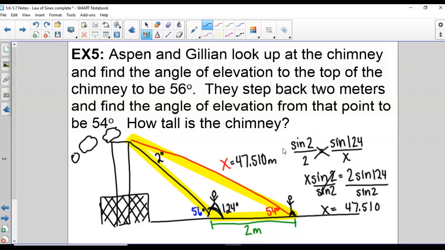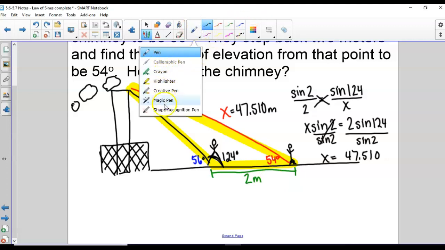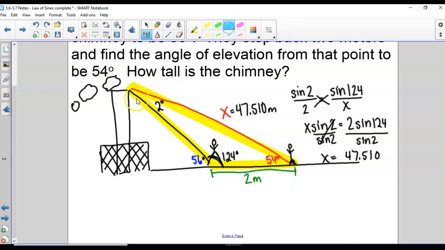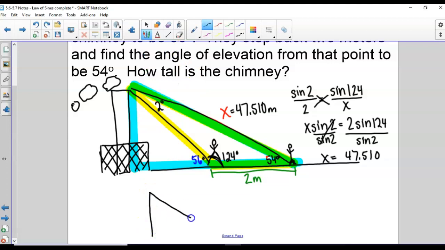Okay, questions so far? Now, that's helpful because if I look at this big triangle here, that is a right triangle. And in that big triangle now, I know that this angle right here would be a 90-degree angle. I know this angle right here is 54 degrees, and then I just found that this is 47.510.